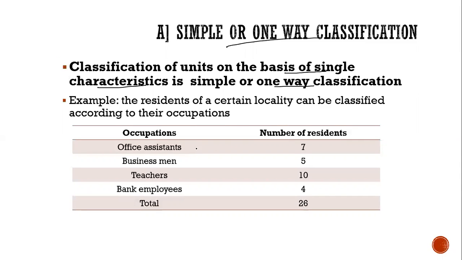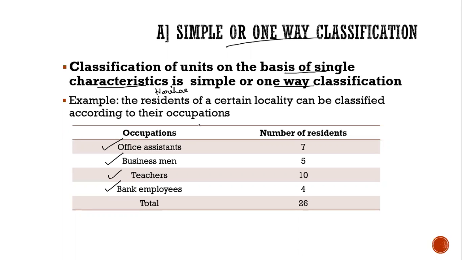Now, I will give you a best example. Consider the residents of a certain locality. I will consider Harihar as a locality. In our area, I have to see how many are working as office assistants, who are working as businessmen, how many are working as teachers, how many are working as bank employees. So I will divide them and see what their occupations are.